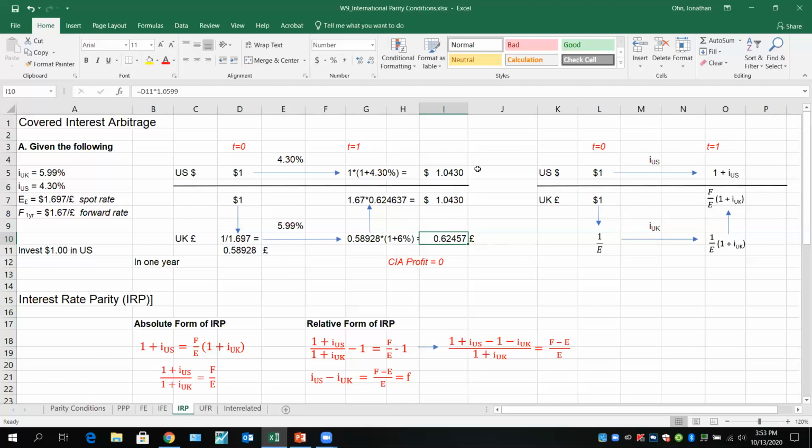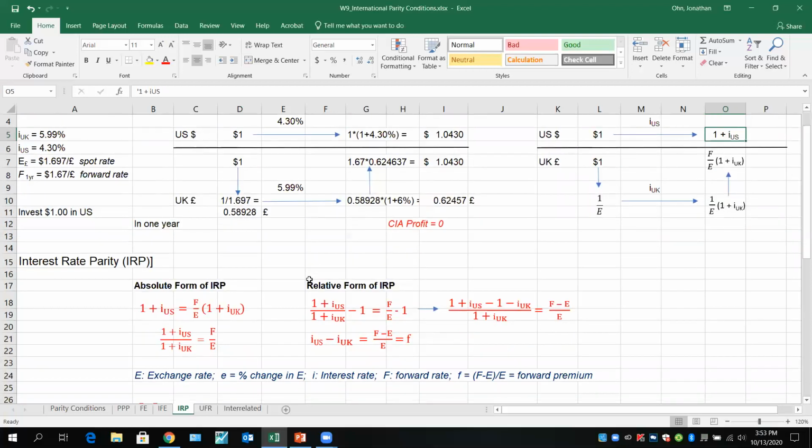So if I rewrite the whole thing using this symbol, then (1 + i_US) on this side, F over E, (1 + i_UK). That's exactly what I did here. Now, if we use this one, we can derive the condition for interest rate parity. When these two are equal, we say the covered interest arbitrage profit is 0, and this is the interest rate parity.